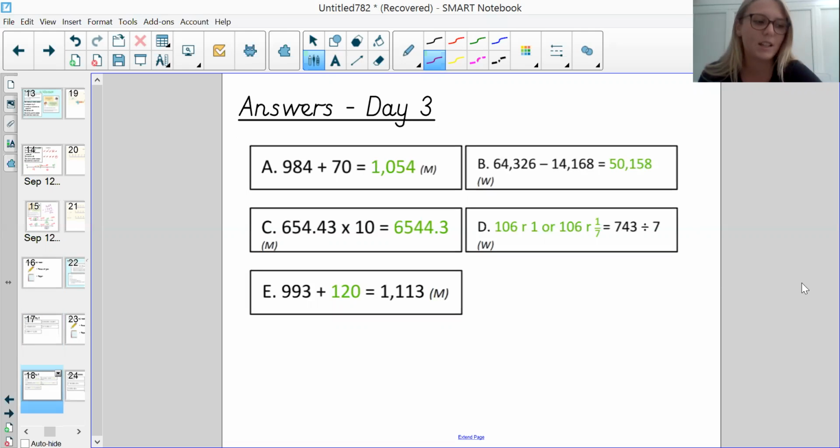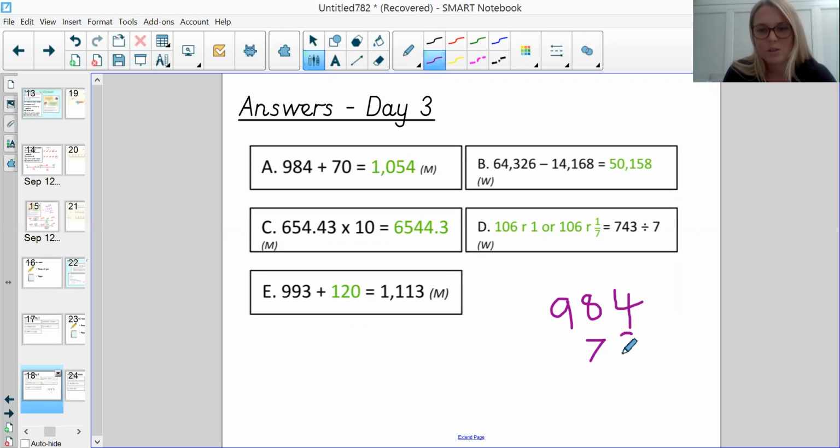Question A, 984 plus 70 is 1054. For that one, I'm just going to show you how I'd write it down. Make sure you've lined up your place value digits. Notice that you've got a 3-digit number and a 2-digit number, so the tens and ones digits needed to be lined up correctly.